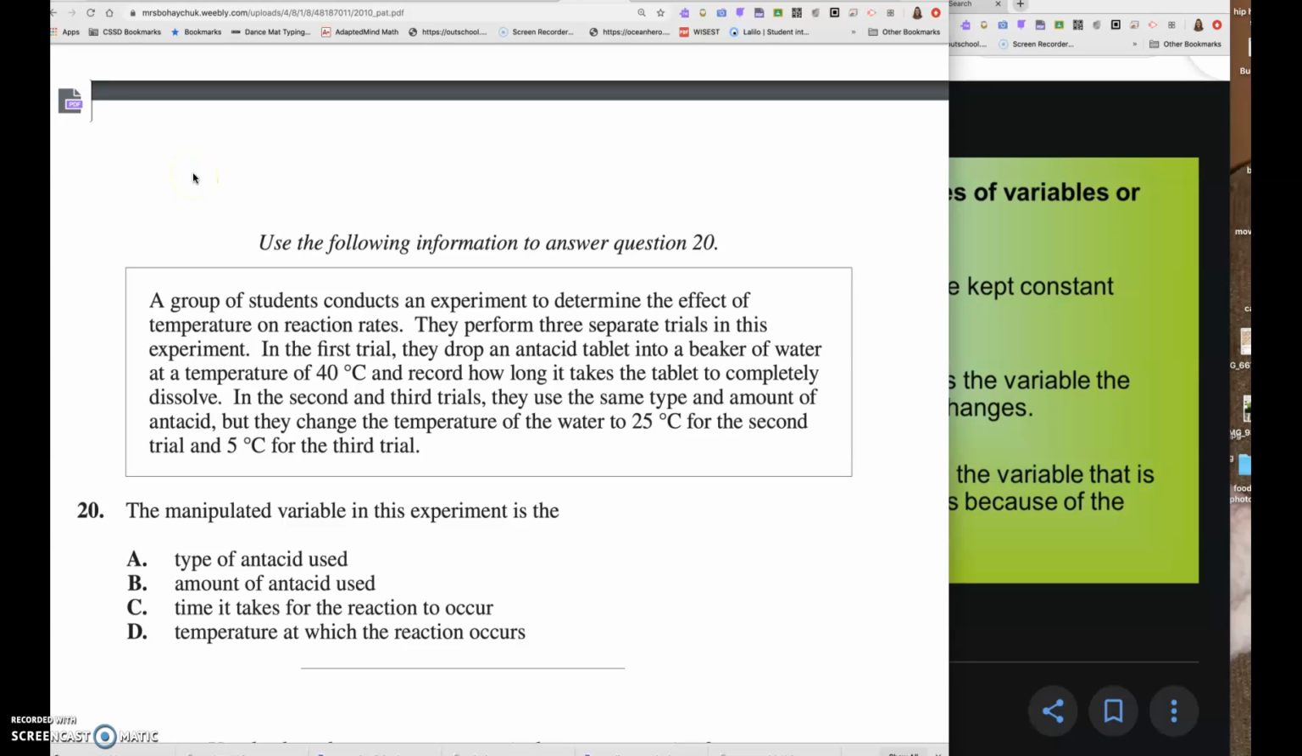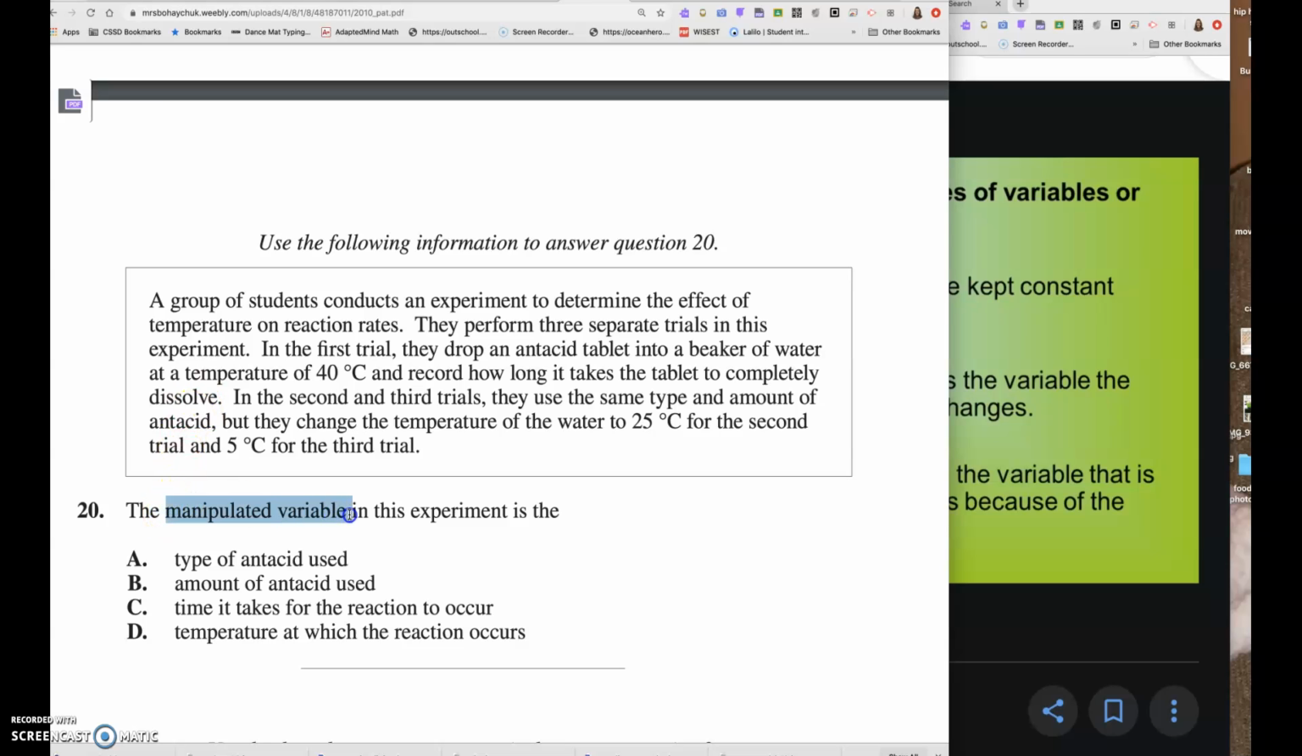So here's question 20. Sorry, I'm doing these out of order, but that's how it goes sometimes. Push pause for a minute so you can read the question for yourself and try it. Okay, so you pushed pause. You are ready to go through it with me.